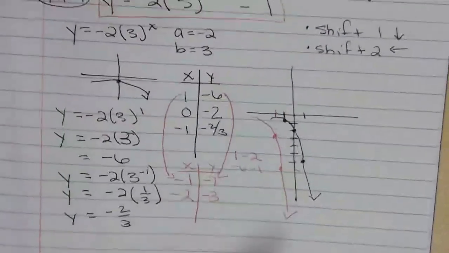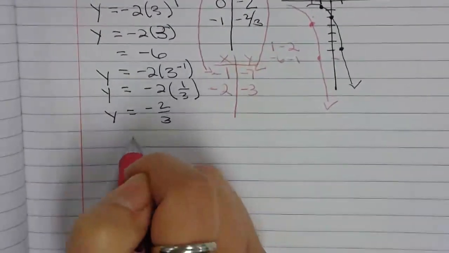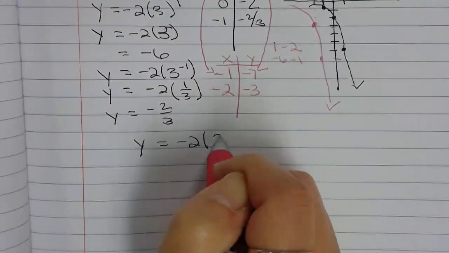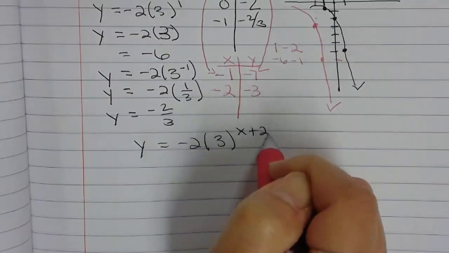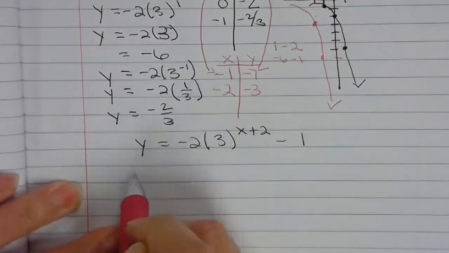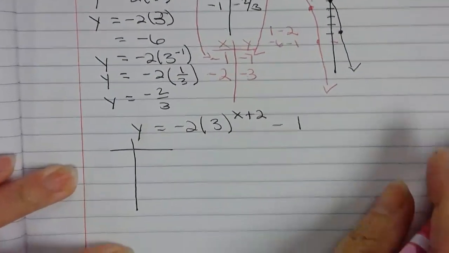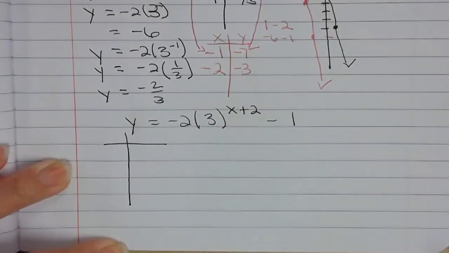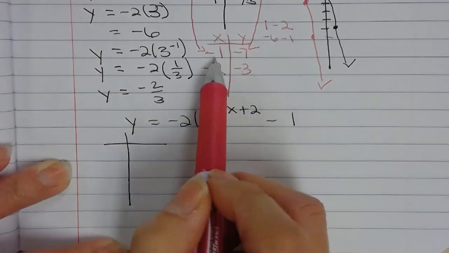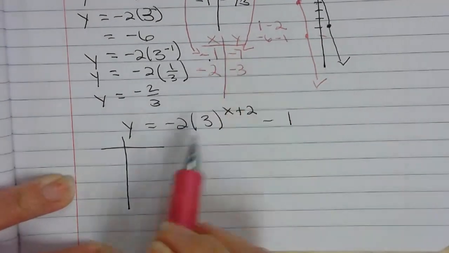So let's do the same problem. I'm going to write it here. Y equals -2 times 3 to the x plus 2 minus 1. And I'm going to do a t-chart, and I'm going to pick points. Well, let's just pick points. So let's do -1 from what I did here for x, -1.